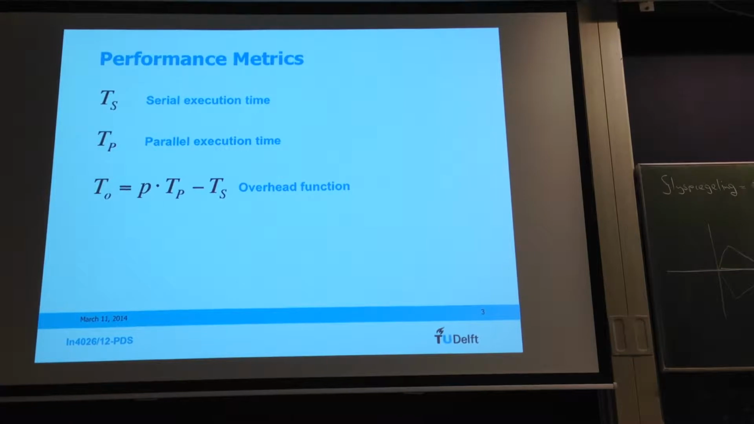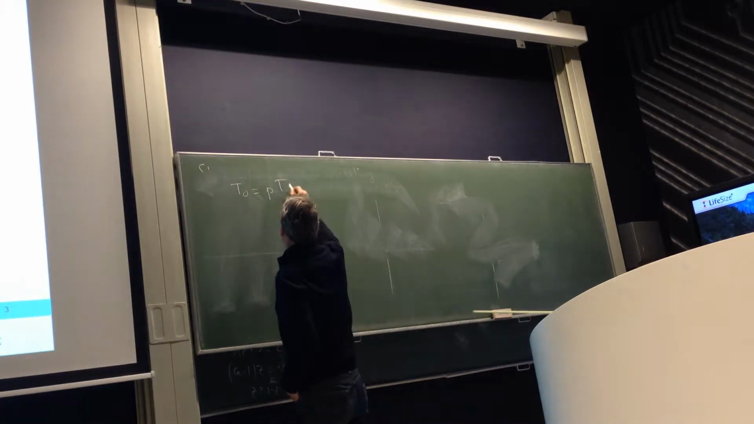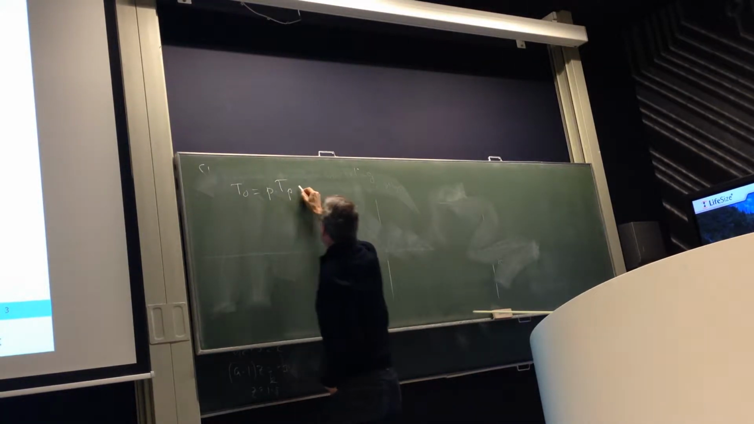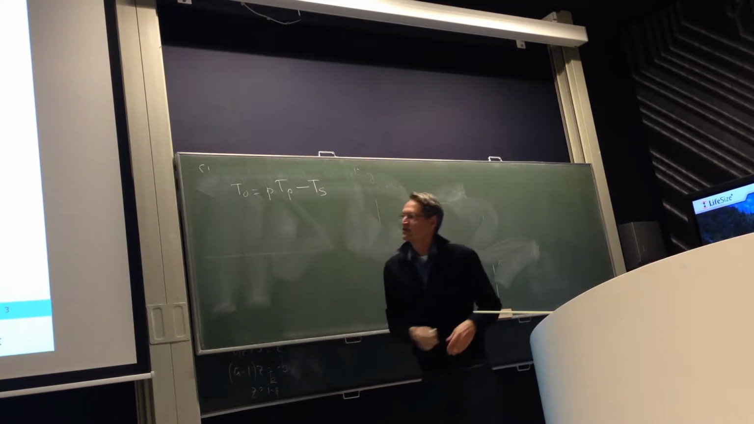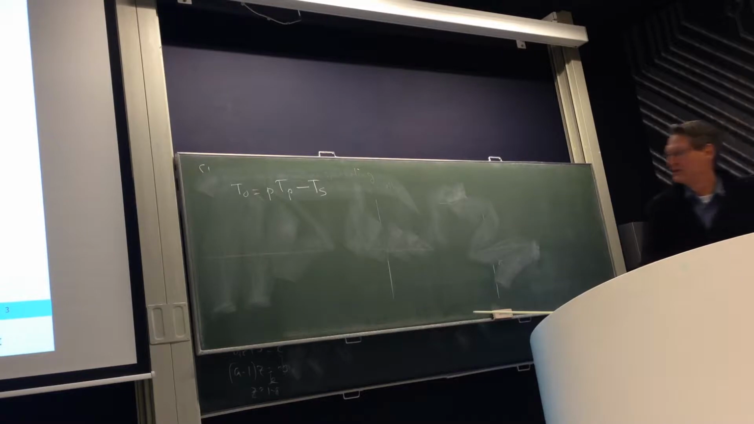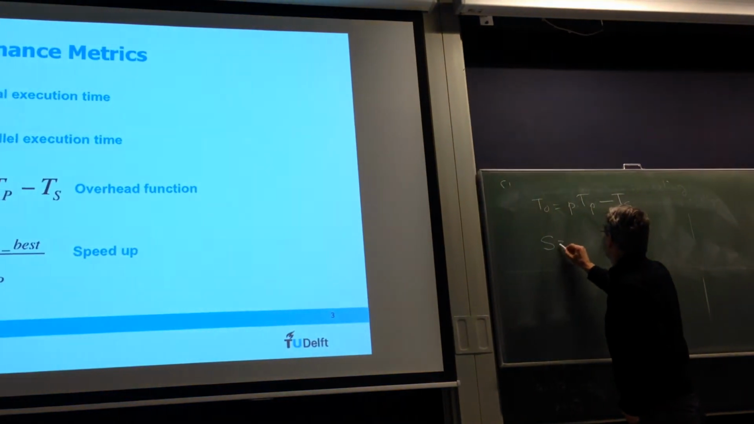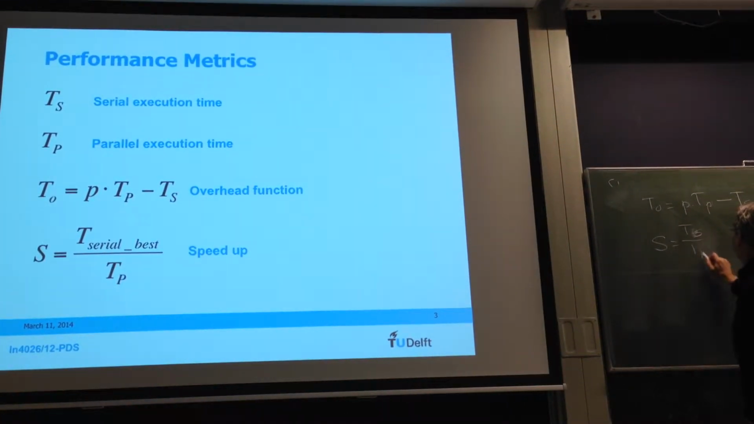So the overhead function is the number of processors times the parallel execution time minus the sequential time. And the speedup is TS divided by TP.